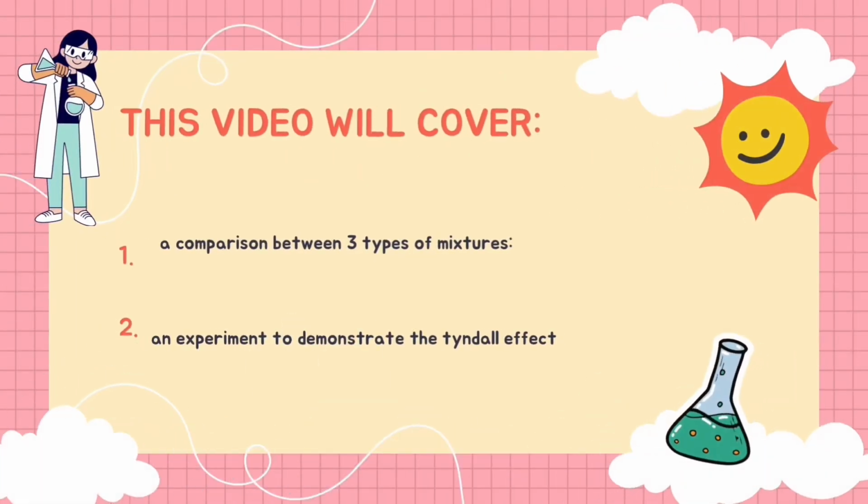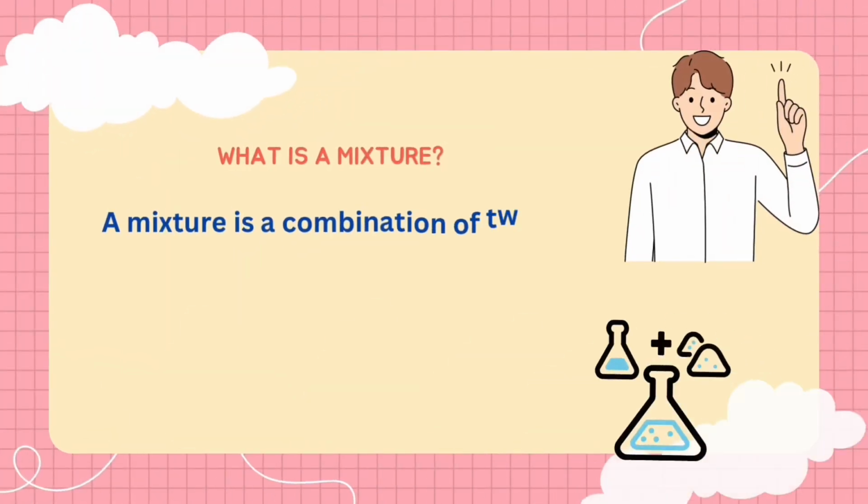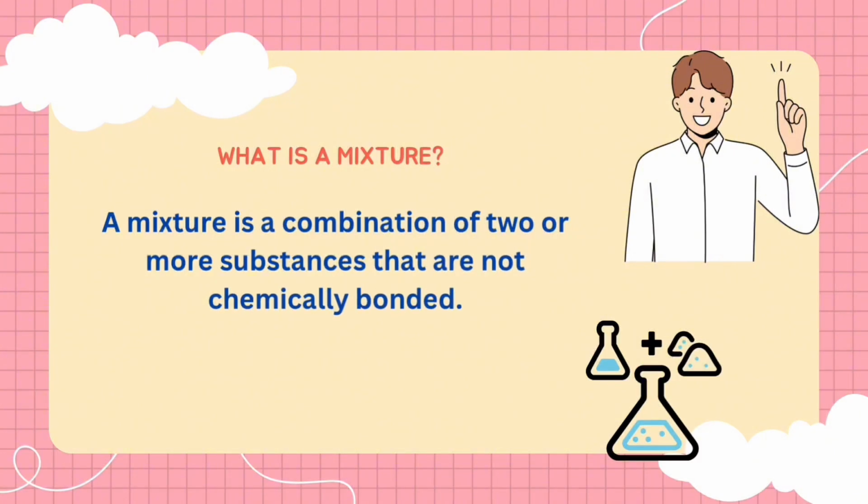In this video, we'll be comparing three types of mixtures and will demonstrate the Tyndall effect. What is a mixture? A mixture is a combination of two or more substances that are not chemically bonded and can be physically separated. In a mixture, there is the solute and the solvent. The solute dissolves in the solvent, and the solute is usually smaller than the solvent.